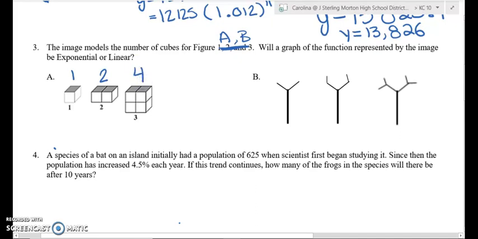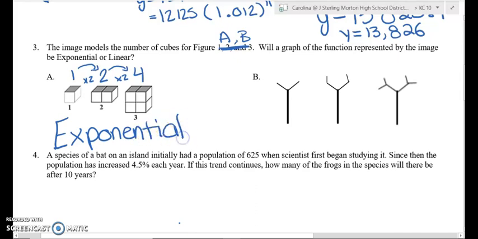So now you've got to figure out, how did I go from 1 to 2 to 4? Did I add, subtract, multiply, or divide? In this case, I multiplied by 2. Since I'm multiplying, it's exponential.